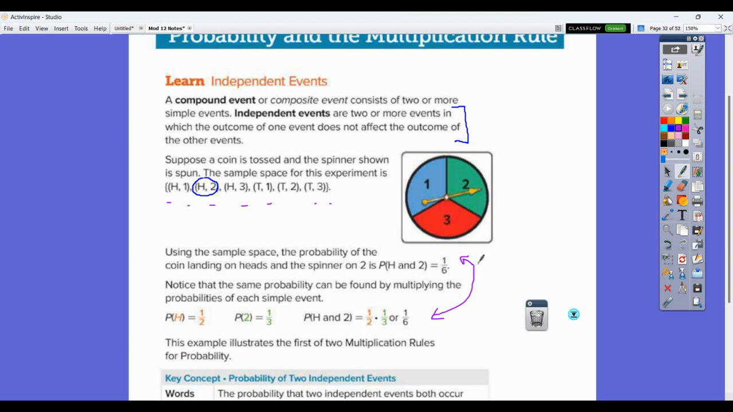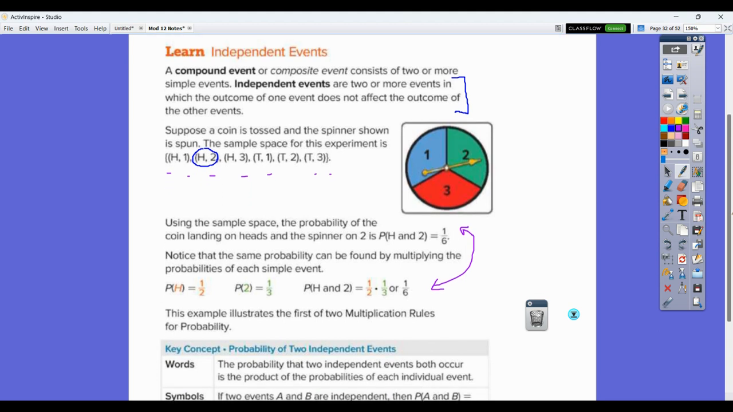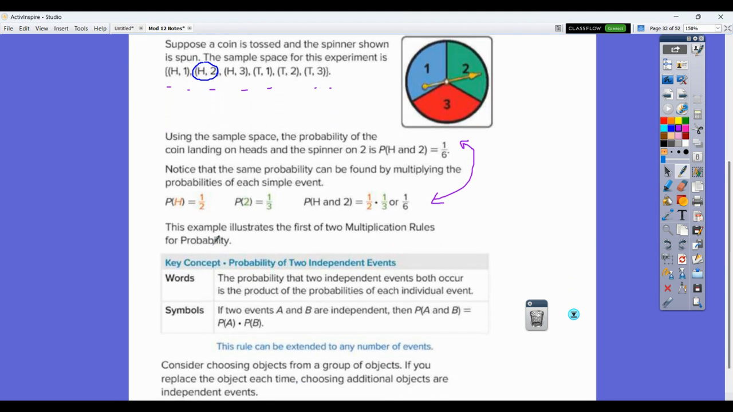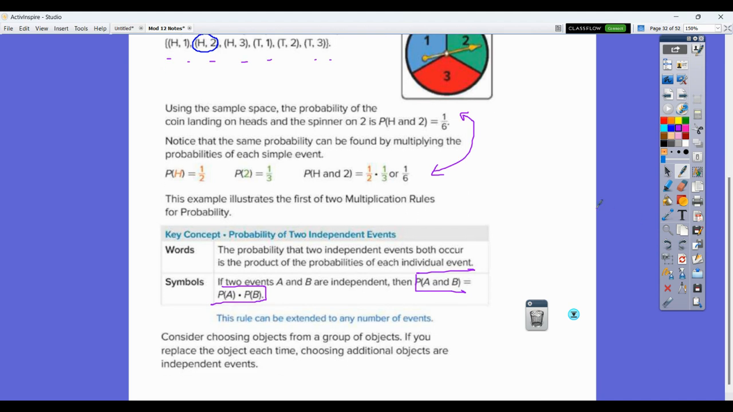Okay, so this example illustrates the multiplication rule, the first of two multiplication rules for probability. If two events A and B are independent, so they don't cause one or the other to happen, then the probability of A and B is just the probability of A times the probability of B. That's something we're going to focus on quite a bit, and it could be times the probability of C if needed. So we just work our way through there.